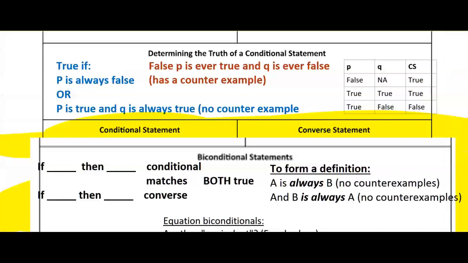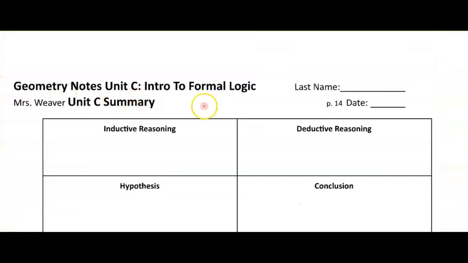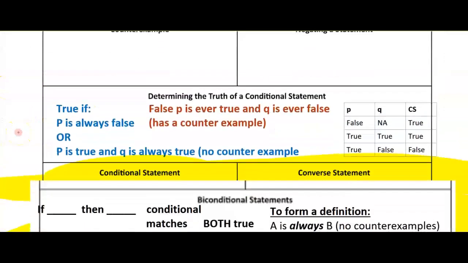I'm going to start with determining the truth of a conditional statement. This is on our page 14, Unit C summary notes. All right, and determining the truth of a conditional statement. A statement is false. There's only one way a statement is false, and we can see this a few different ways. We see it in this box right here.